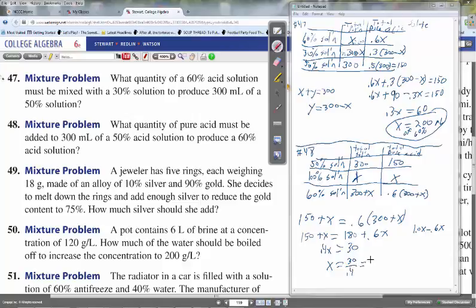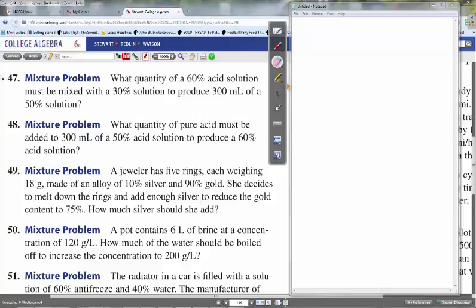Let's see, multiply top and bottom by 10, I have 300 over 4, which would be 150 over 2, which would be 75. So the answer to this problem is I need to add 75 milliliters of pure acid if I'm going to raise the concentration of this 50% solution to 60%. 75 milliliters of pure acid.